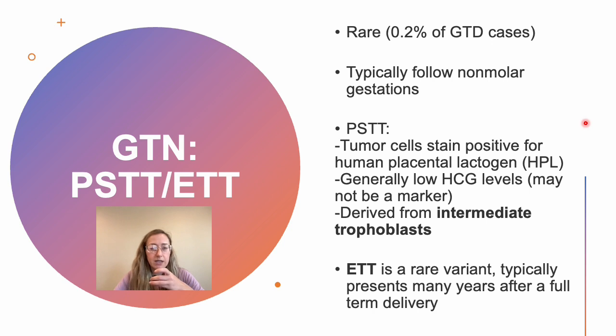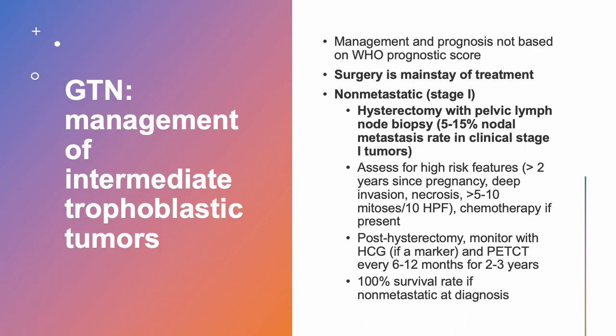You will generally see low beta HCG levels, and these are different than a choriocarcinoma as they are derived from intermediate trophoblasts. And then epithelioid is a very rare variant, and this can present many years after a term delivery. Management for these is not based on the WHO score, and surgery is mainstay because these are much less chemosensitive or chemo-resistant. And so in a stage 1, you're going to do a hysterectomy with a pelvic lymph node biopsy because nodal mets are around 5 to 15% in these tumors.